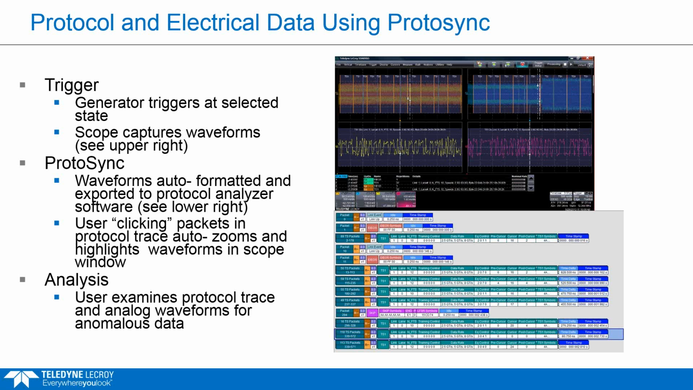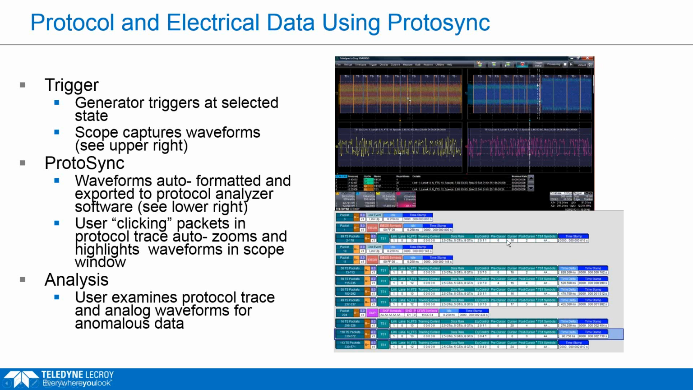because all the communication is going on at the protocol level, but there's a lot also happening in terms of the equalization settings being changed. That's really all taking place in the physical layer. So we need to have both views simultaneously, and that's what Protosync allows us to do.